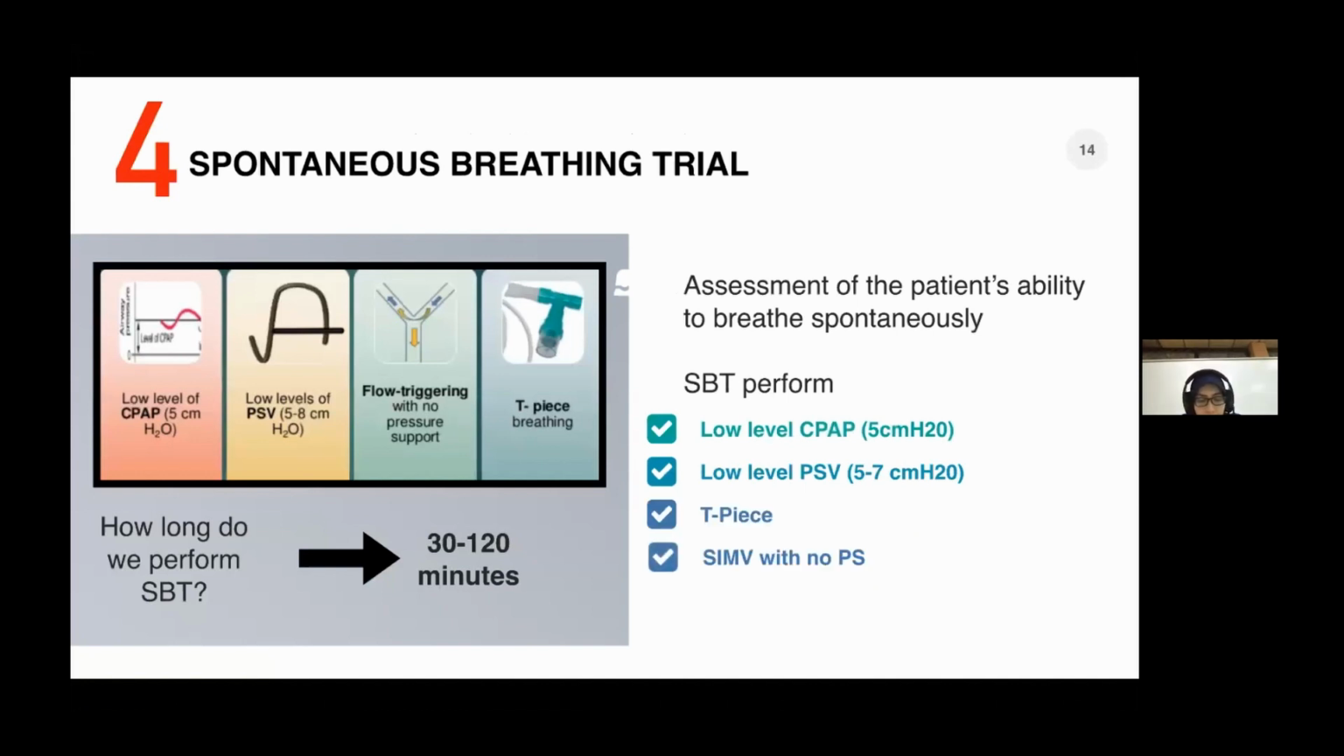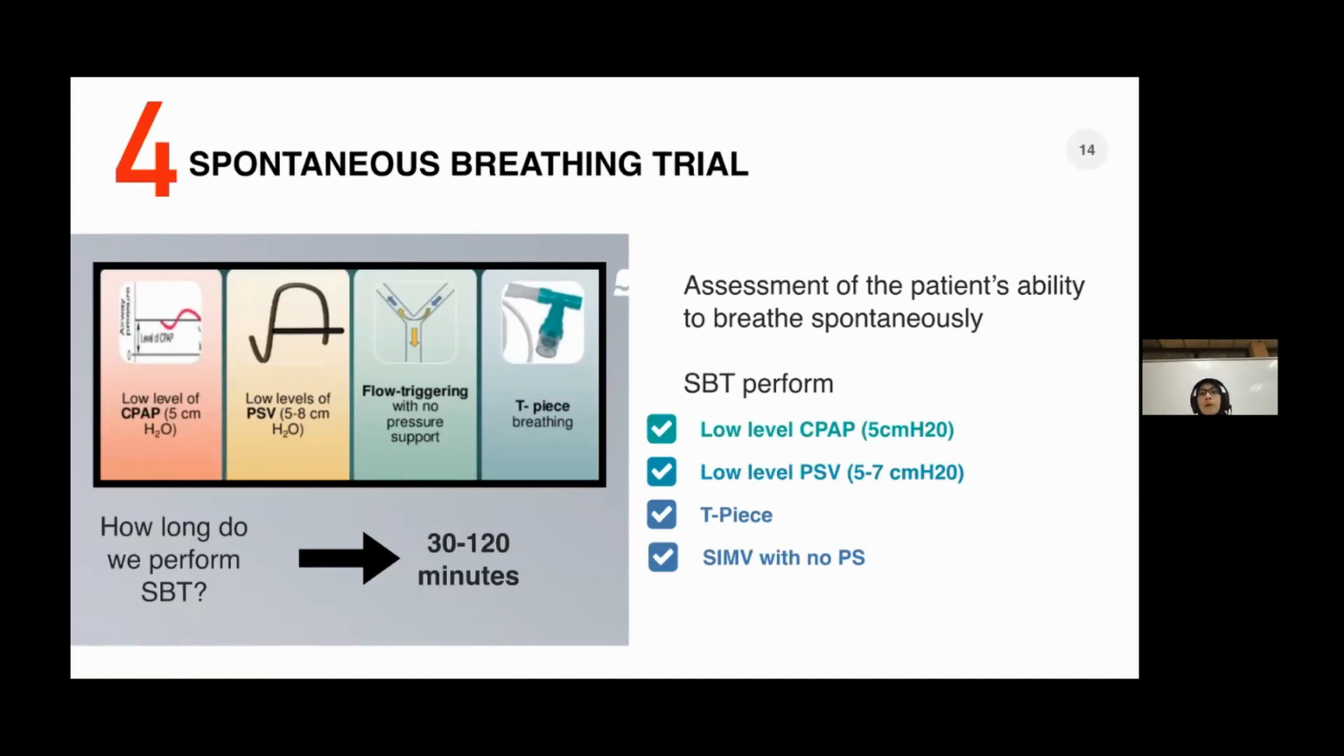Okay, for those emergency critical care providers that attended the courses of ADAC critical care, you know this is the mode that we put the patient on to undergo the spontaneous breathing trial. For those who have never heard about this, it's okay, it takes time. Slowly over time this is going to be very familiar to you.